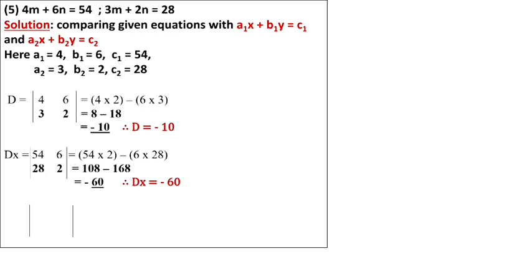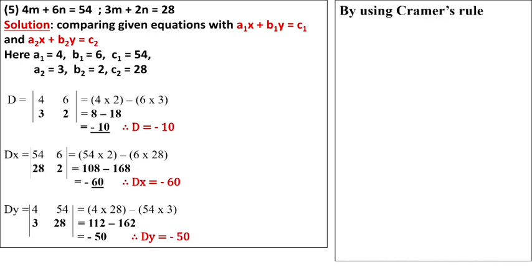In the Dy we need a1, a2 and c1, c2. 4 into 28 minus 54 into 3. 28 fours are 112 minus 54 into 3 we get 162. So by subtracting we get minus 50. Dy value we got is minus 50. By using the Cramer rule, x equal to Dx upon D. Dx value is minus 60 and D value is minus 10.